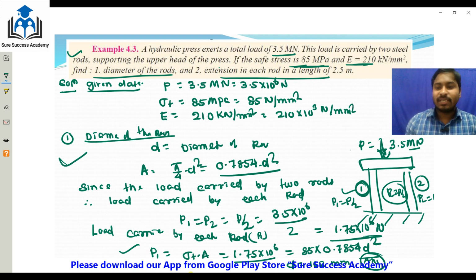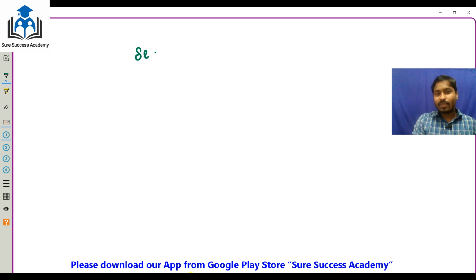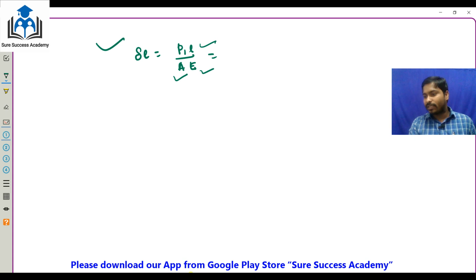Since two members are taking the load, each member takes half of the total load. Then you check that load with the tensile stress into area, and you can calculate the diameter. Then he asks for the extension of each rod. The extension is delta L is equal to P1 L by A E. Here the area, L and E are all known.